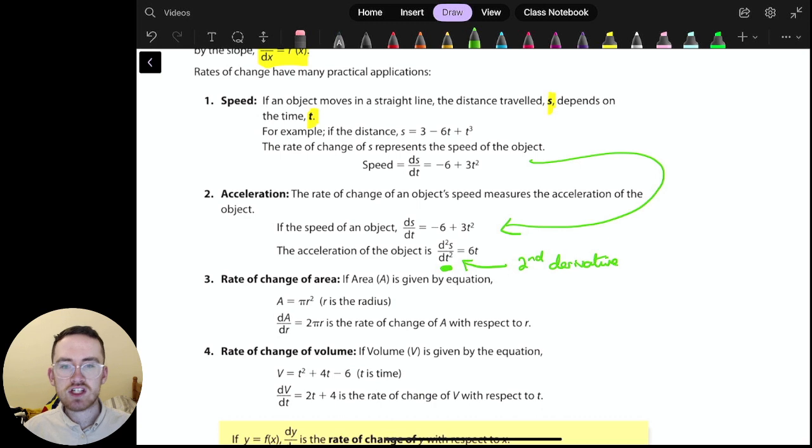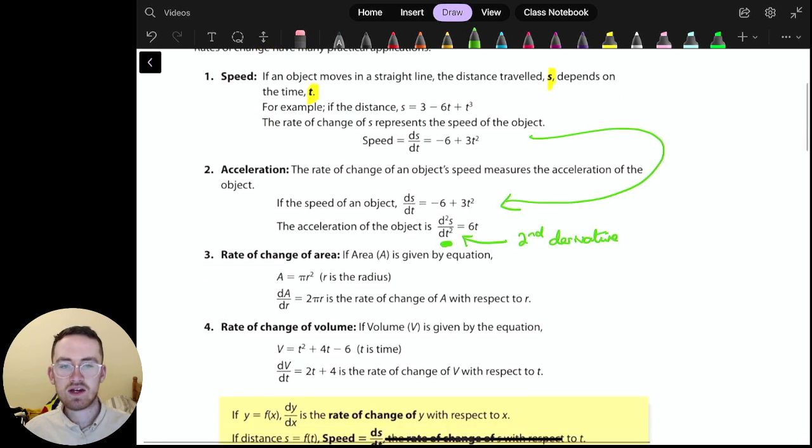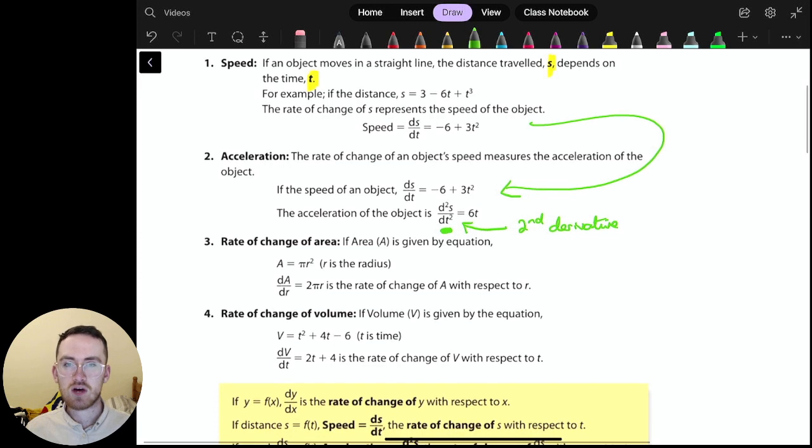Okay, rate of change of area. If we're given area by a particular equation, then we can find the rate of change of that, dA/dr, depending of course on what the variables and letters involved are, these formulas will change. Same with the rate of change of volume, a common enough one. If you're filling up a container, volume would be given by one formula, usually dependent on time, and then the rate of change of the volume would be dV/dt.